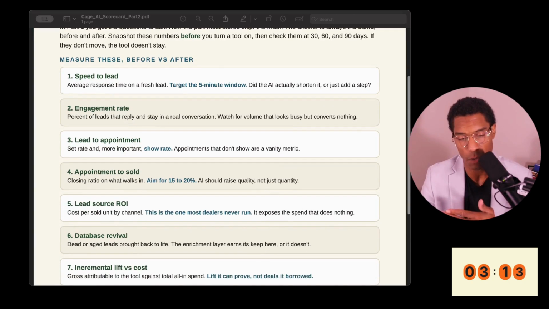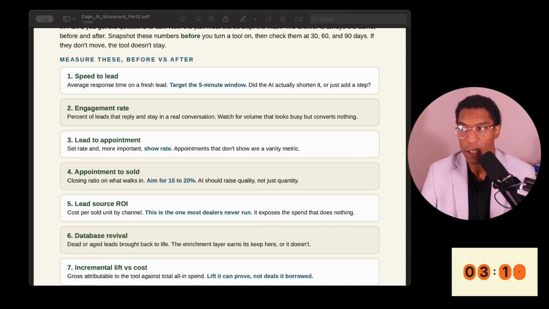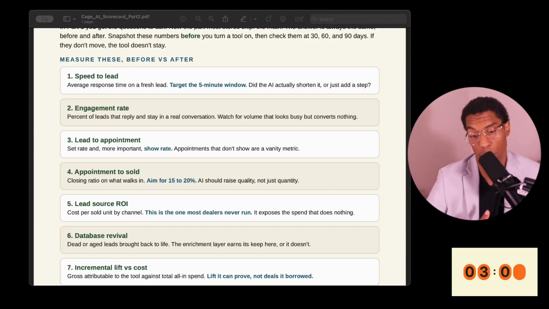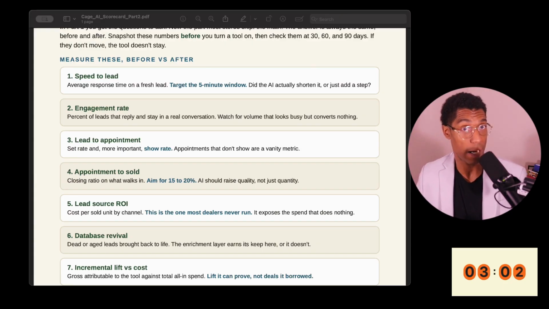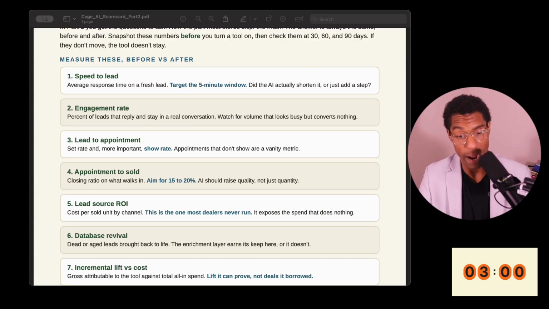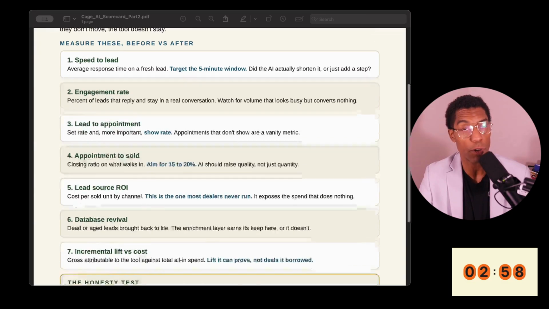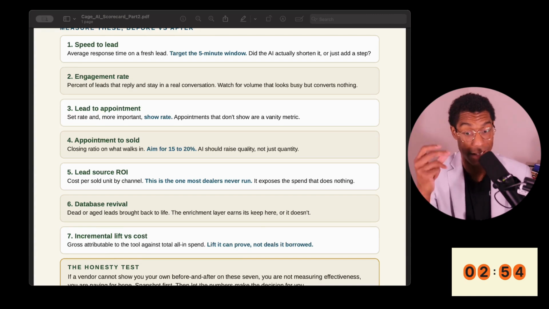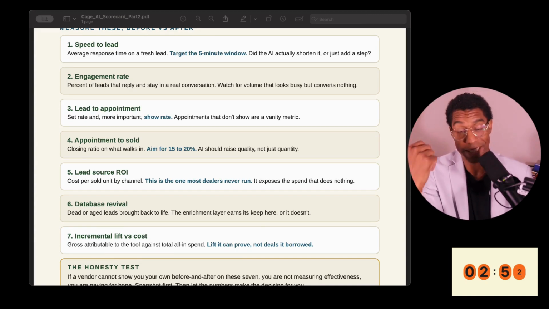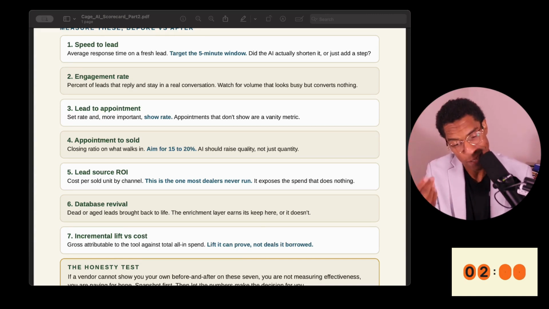Next one, engagement rate. And this is what we just talked about. What's the engagement rate of the AI partner that you're using? So if it's supposed to increase engagement, what was our engagement rate before, or our contact rate, and what is it now? Right? Lead to appointment. And some of the AI partners I've seen out there provide this. You can pull up a dashboard and see it. And this is great. But if not, get this information and have it sent often.